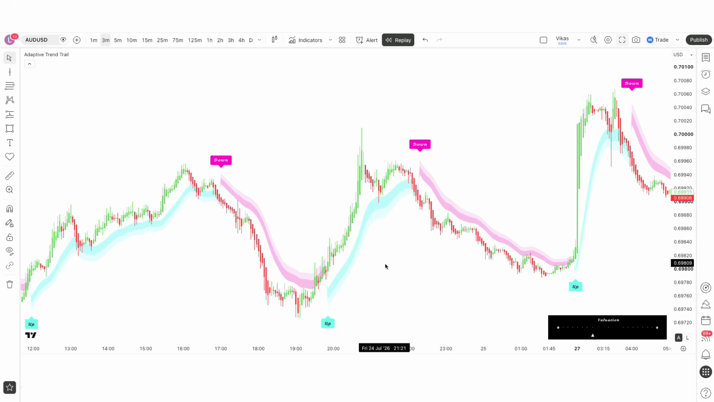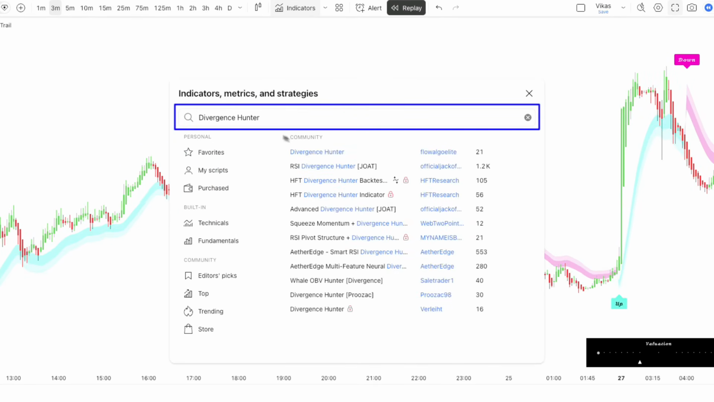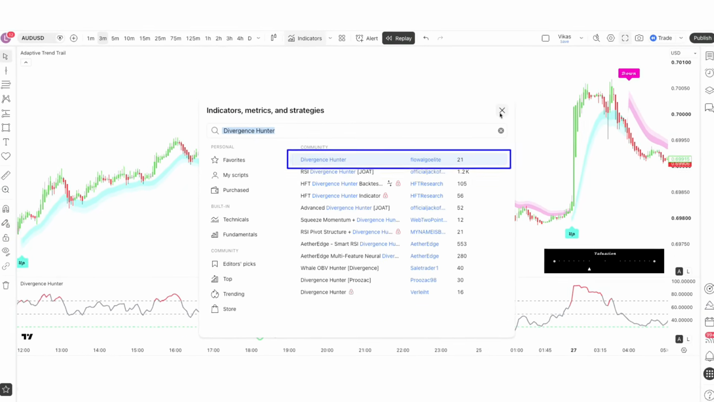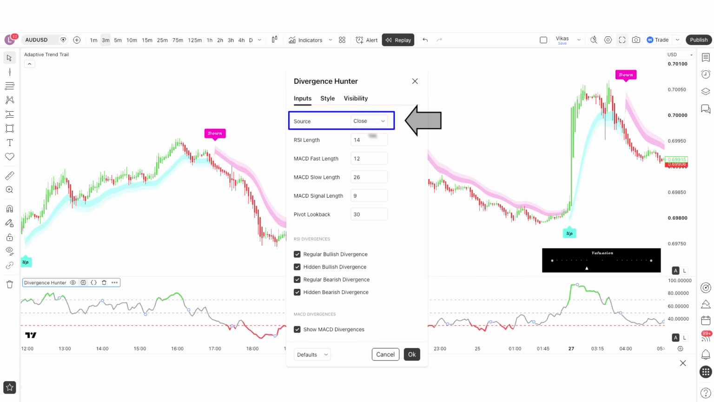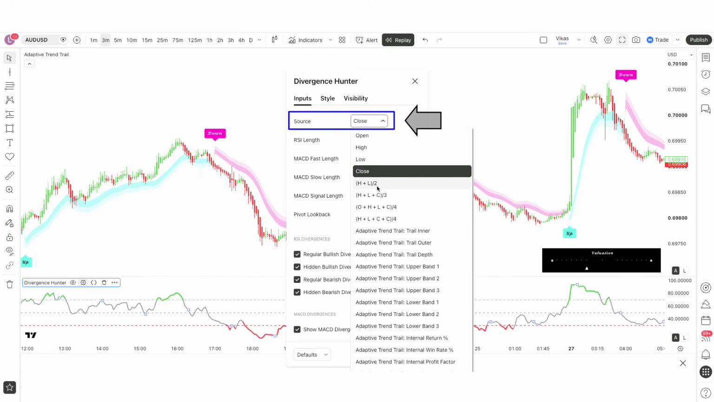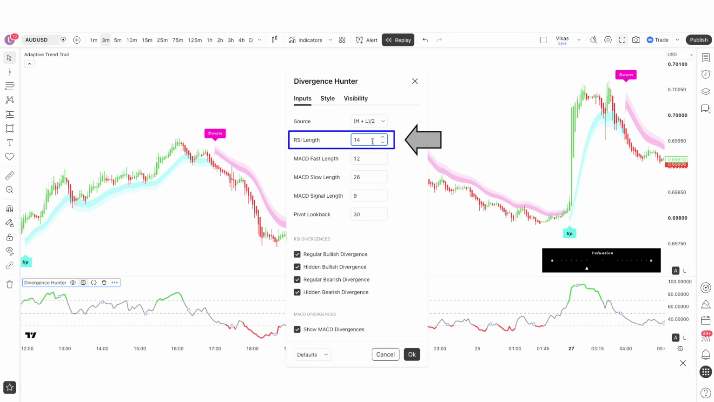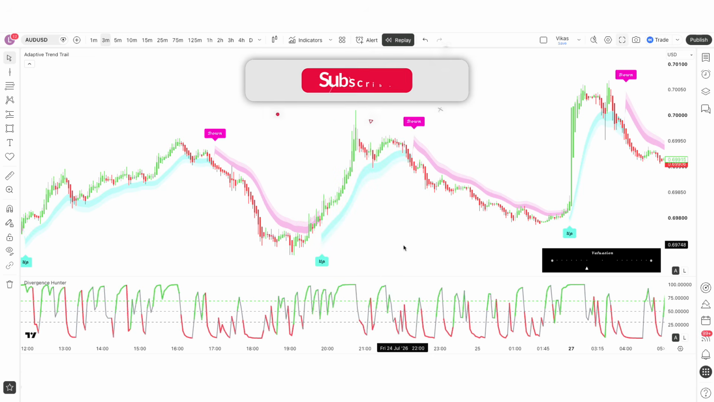Now we'll add one more indicator to make this strategy more powerful. In the indicator search, type Divergence Hunter and select the one called Divergence Hunter, created by Flow Algolite. Now let's access the settings of this indicator so we can modify it to suit our strategy. Change the source from close to H plus L over 2, and then change the RSI length from 14 to 2. Finally, click OK. Our complete trading setup is now ready.